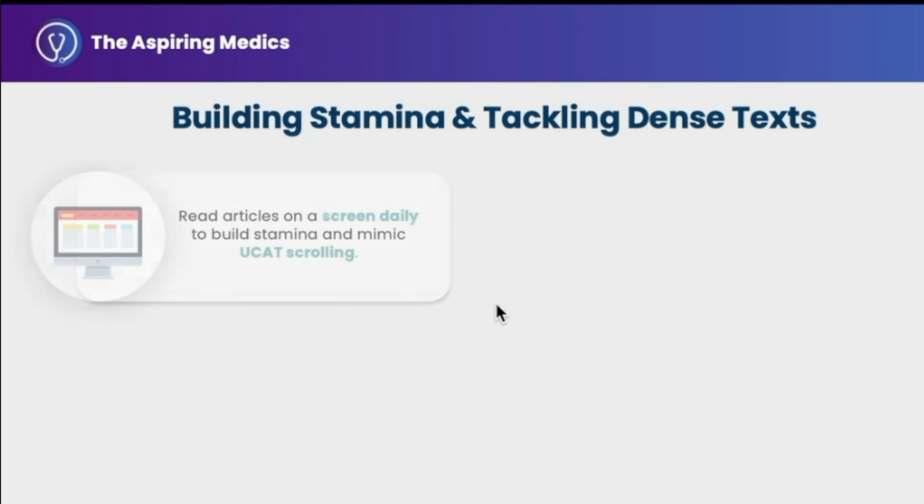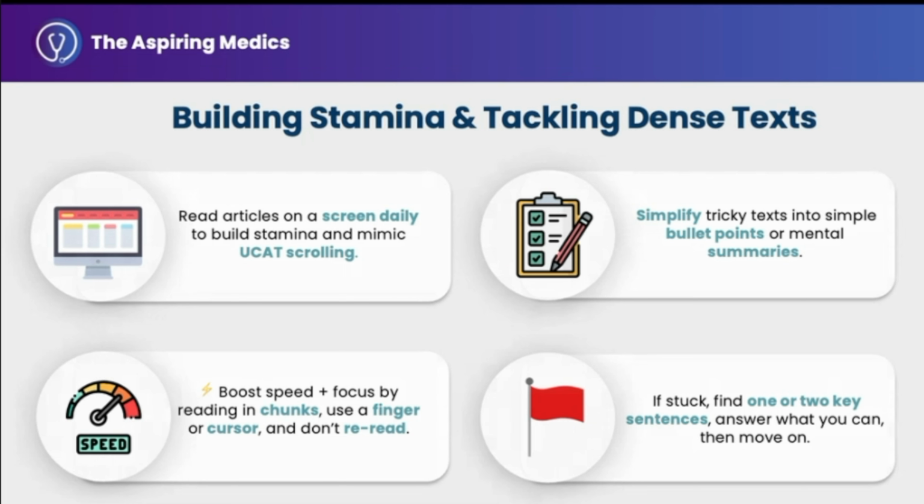Building stamina and tackling dense texts. Read articles on a screen daily to build stamina and mimic UCAT scrolling. Like we said, that's reading your scientific articles, the news, generally any information published out there is pretty good for you. Instagram memes do not count. Boost speed and focus by reading in chunks, using a finger cursor, and not rereading.